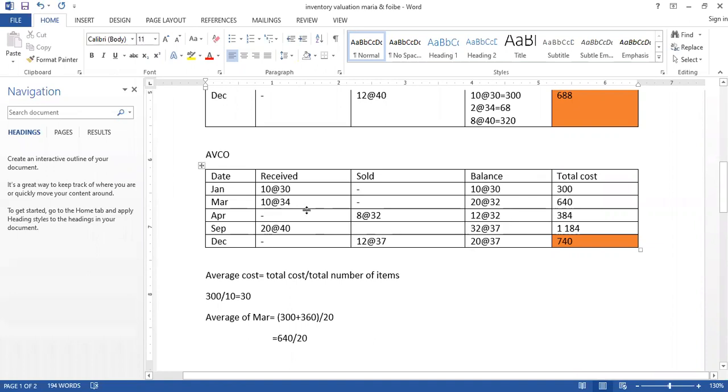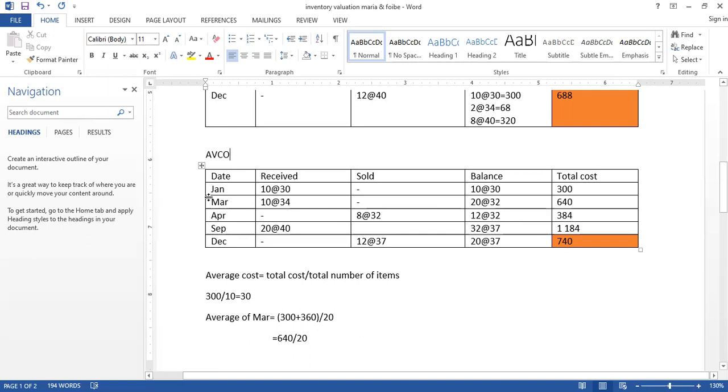Because we did not buy, we do not have to calculate a new average cost. Do you understand? The average cost remains the same because we did not buy. So the remaining balance will be 12 at 32, which will give us 384. Do you understand? Yes, I do.